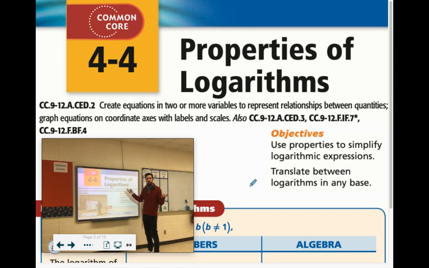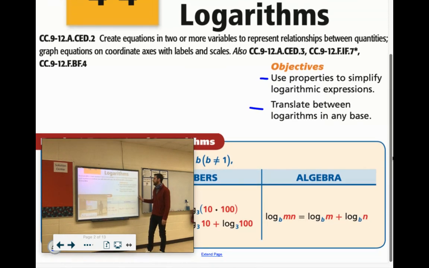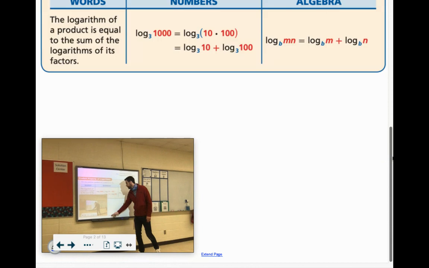Properties of logarithms, great. I'd love for you to be able to use properties to simplify those logarithmic expressions, and I'd love you to translate between logarithms in any base. So here is the first property you're going to see. The logarithm of a product is equal to the sum of the logarithms of its factors.